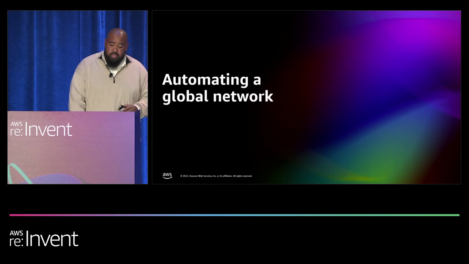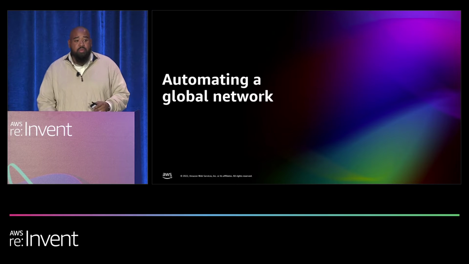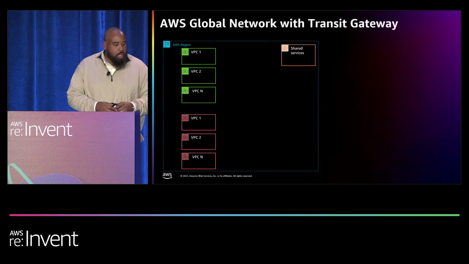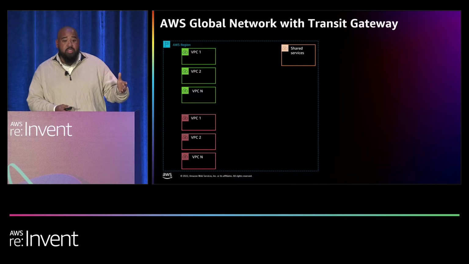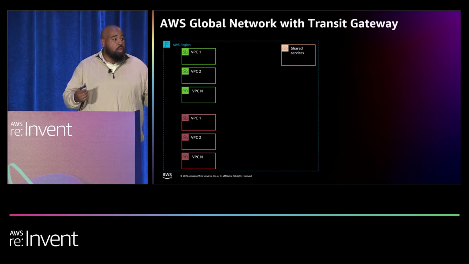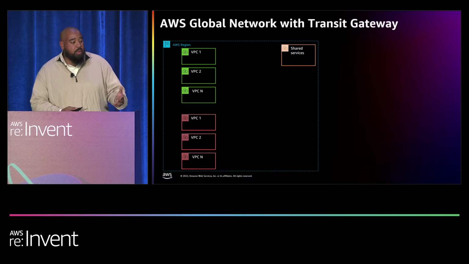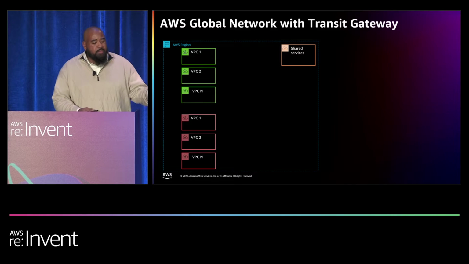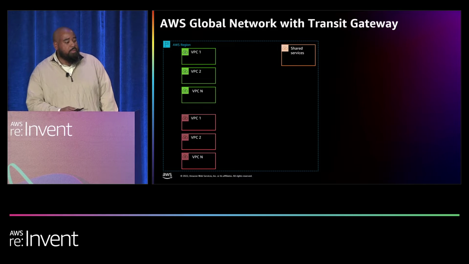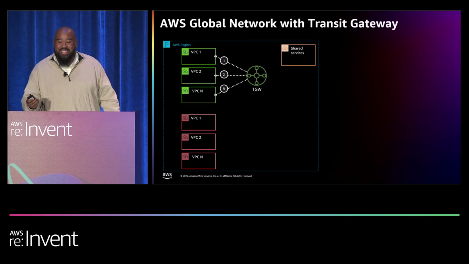When we do this, we first need to look at how enterprises are implementing global networks today. On AWS, you have the transit gateway. Often customers are using the transit gateway to build global networks that connect workloads across regions. Here we have some green VPCs and red VPCs. I'm going to keep this very simple.